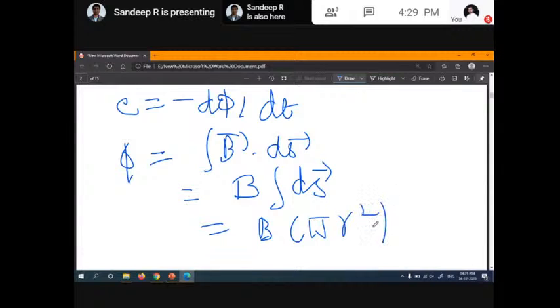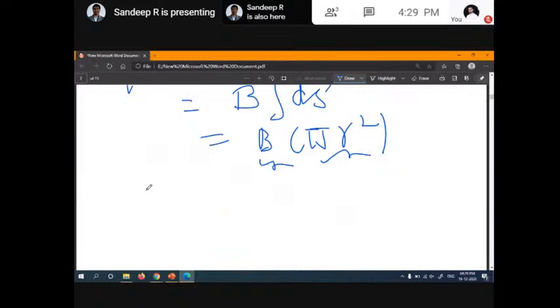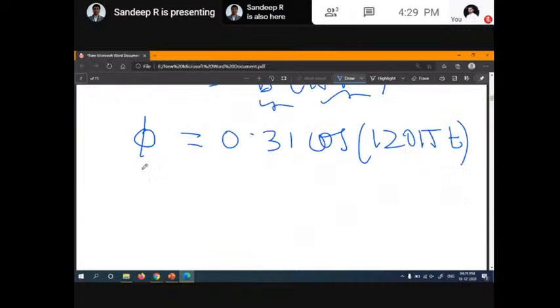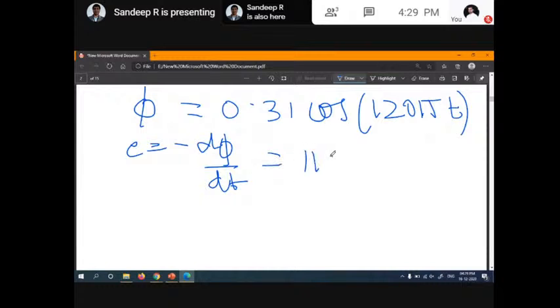So the rest is same. You can substitute for B and then multiply by pi r square. The expression for phi will be 0.31 cos of 120 pi t. Once you get the expression for phi, E is minus d phi by dt. So when you differentiate this, the answer will be 118.43 sine of 120 pi t.